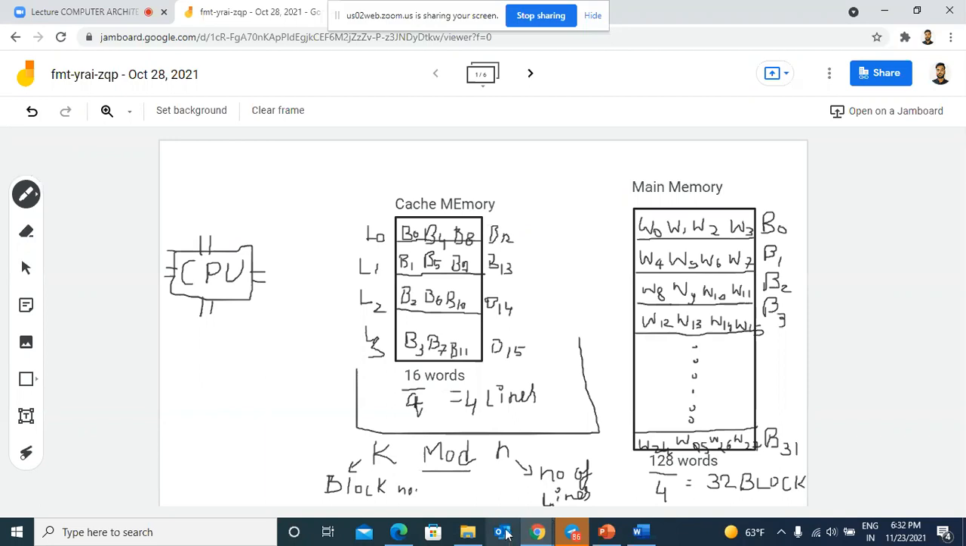So the block number is, let's say, B0. So B0 mod 4. Number of lines, 4 lines are there: 1, 2, 3, 4. We need to find which line block 0 will be allocated to. So what is 0 mod 4? If you calculate mod 4, mod means modulus. What is the answer of 0 mod 4?